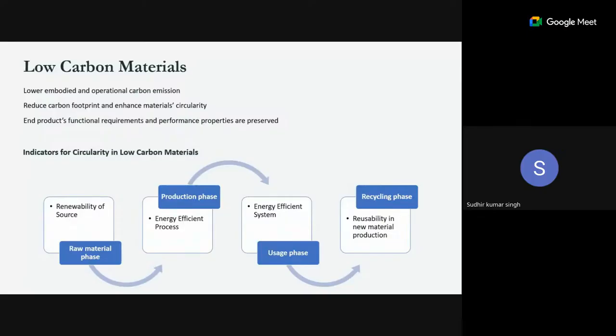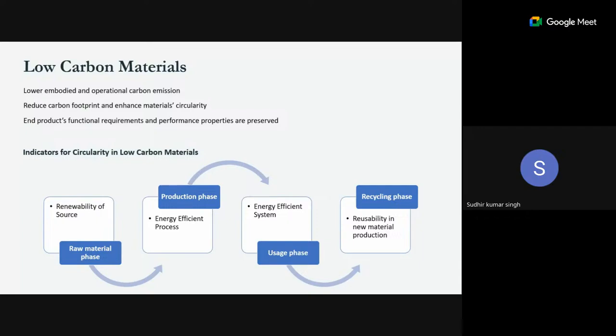Okay, so now I want to push that low carbon material into circularity. There will be certain indicators for circularity. Ultimately, I have to choose amongst the available ones. The material is not going to come from somewhere which is not available. So I have to choose from the available ones and push it to the circular economy.